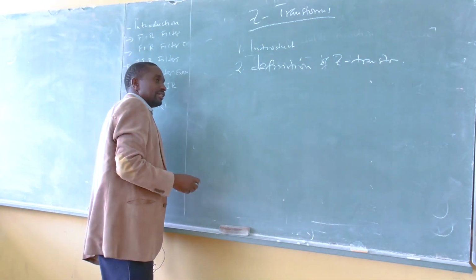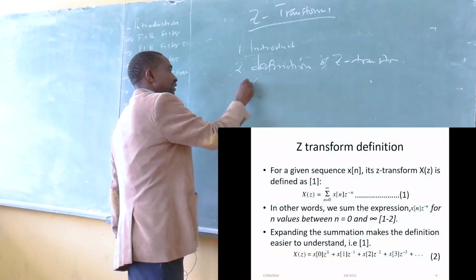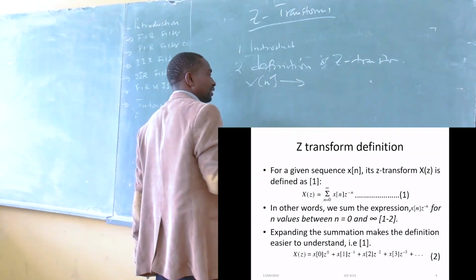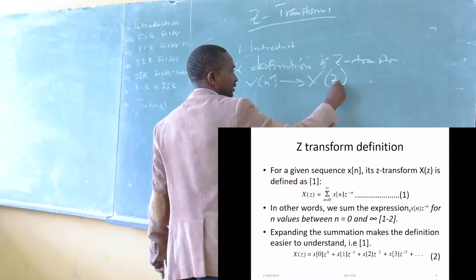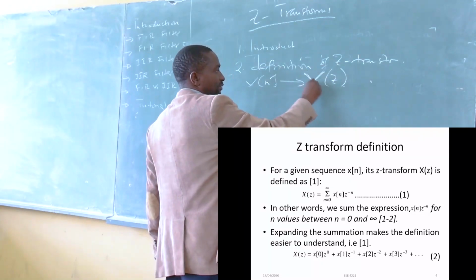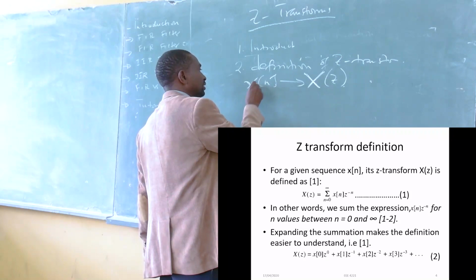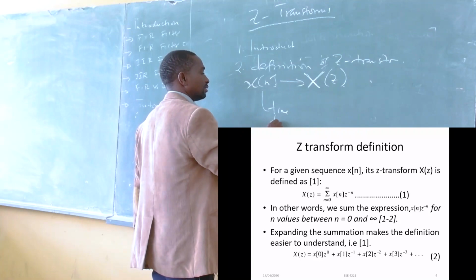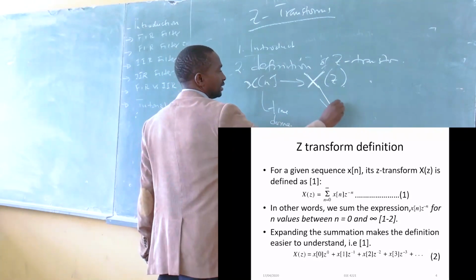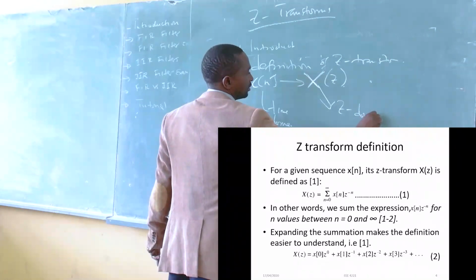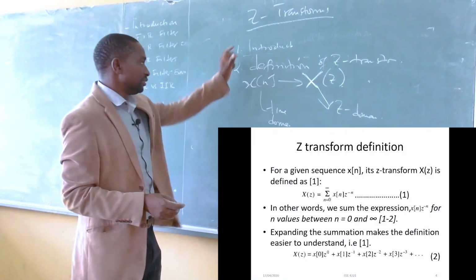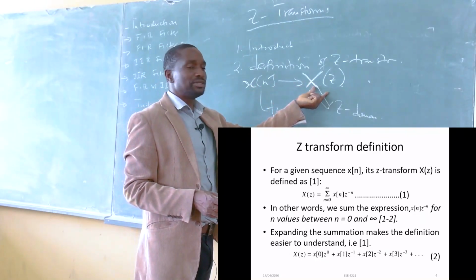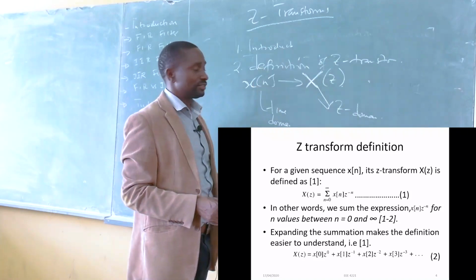Now, given the discrete signal x of n, we can define the Z transform X of z. Take note, I'm using a capital letter X here as opposed to the small letter x here. This is in the time domain, and that becomes the Z domain. So you are basically transforming a signal from the time domain to the Z domain. That's what we call Z transforms basically.